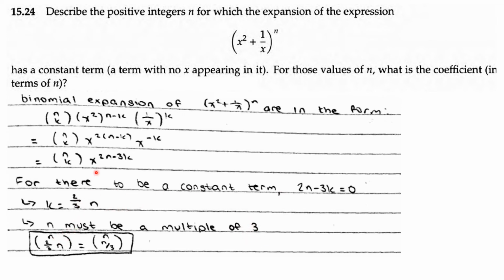So since it asks for the coefficient in terms of n, then the coefficient becomes n choose k. Since k is equal to 2 over 3 times n, then n choose k is n choose 2n over 3, which is also equal to n choose n divided by 3.